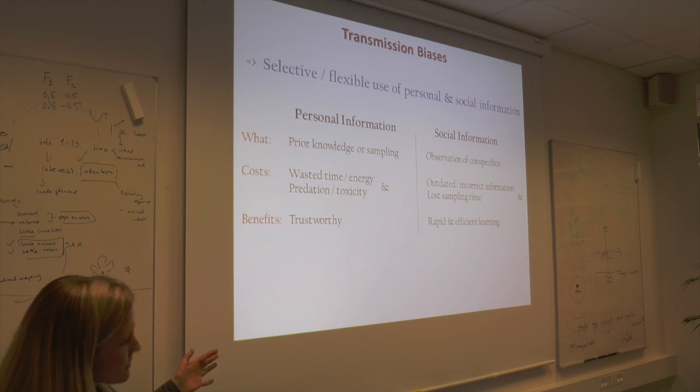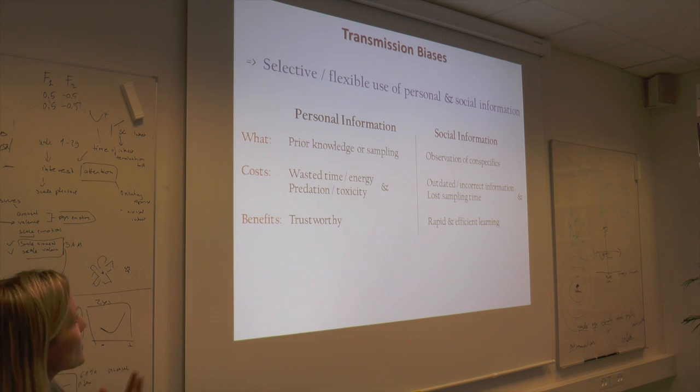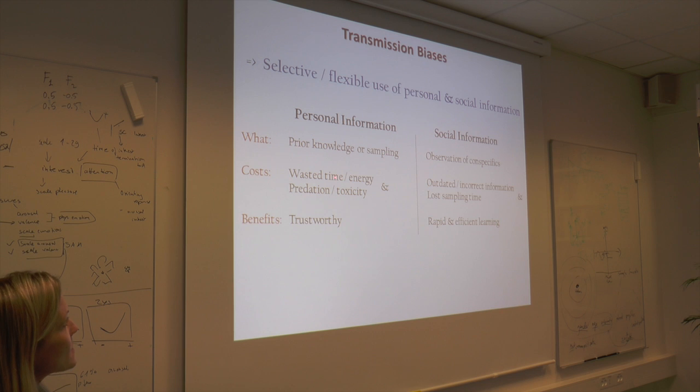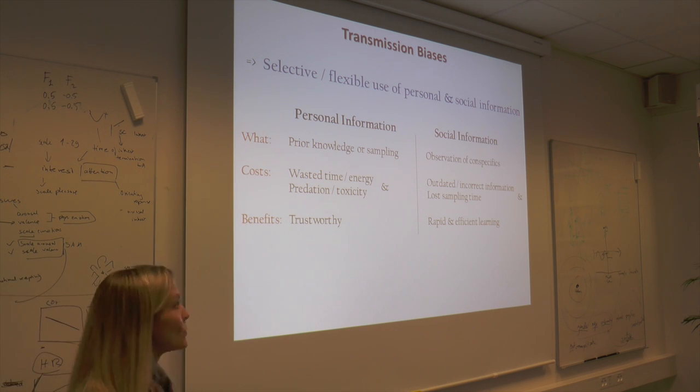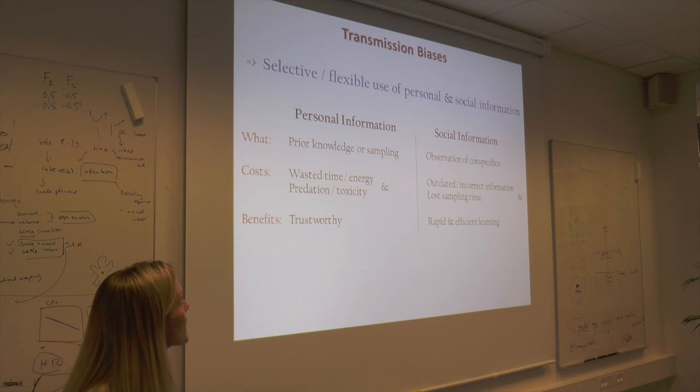I don't really know if I need to go into all of this, but there are costs and benefits, so personal information or asocial information. If you think about foraging, this is prior knowledge, or you're sampling knowledge of the environment. You might waste time and energy, you might expose yourself to predators or eating toxic foods in collecting personal information, but it's going to be trustworthy. You can rely on it because you've collected it.